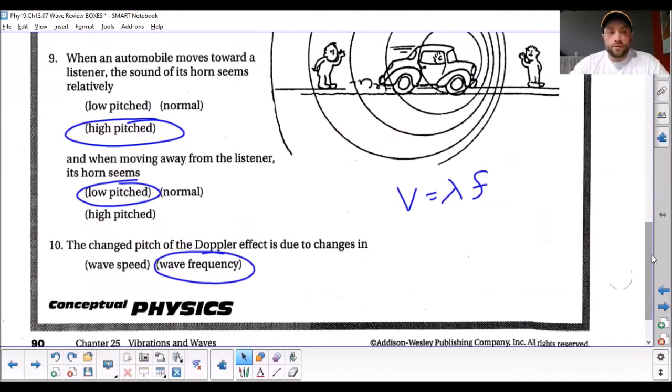Right, then we have the Doppler effect. Question about the Doppler effect. When an automobile moves toward a listener, the sound of its horn seems relatively high. All right, when it's moving away, then it seems low. The change in pitch of the Doppler effect is due to the change in frequency. The wave speed is still the same because it's going through the same medium, but the frequency is going up or down depending on which way it's going.